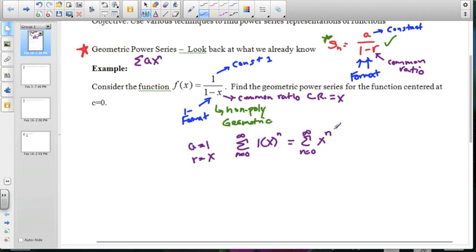And so that's a power series that represents this non-polynomial function, which means if we would expand this, x to the 0 is 1, x to the first power is x, x to the second power is x squared, x to the third power is x cubed, etc. So we can come up with a polynomial approximation for this non-polynomial equation.